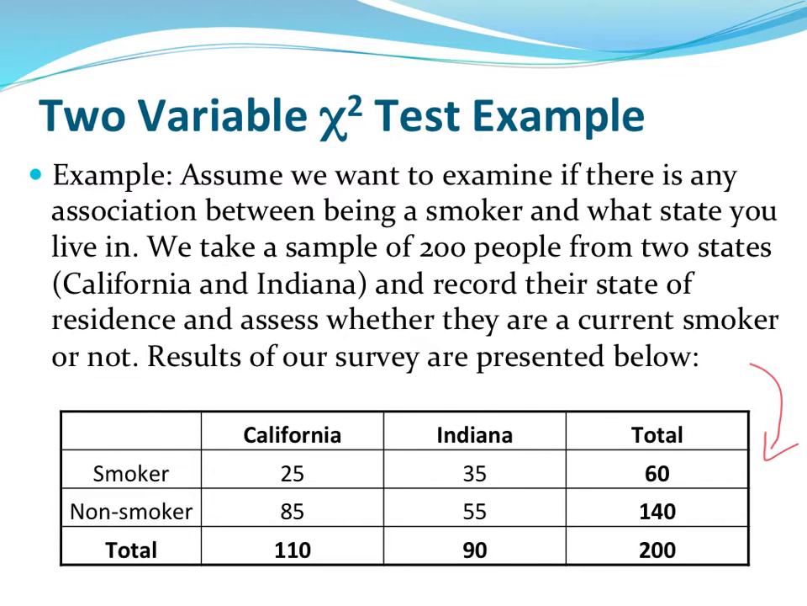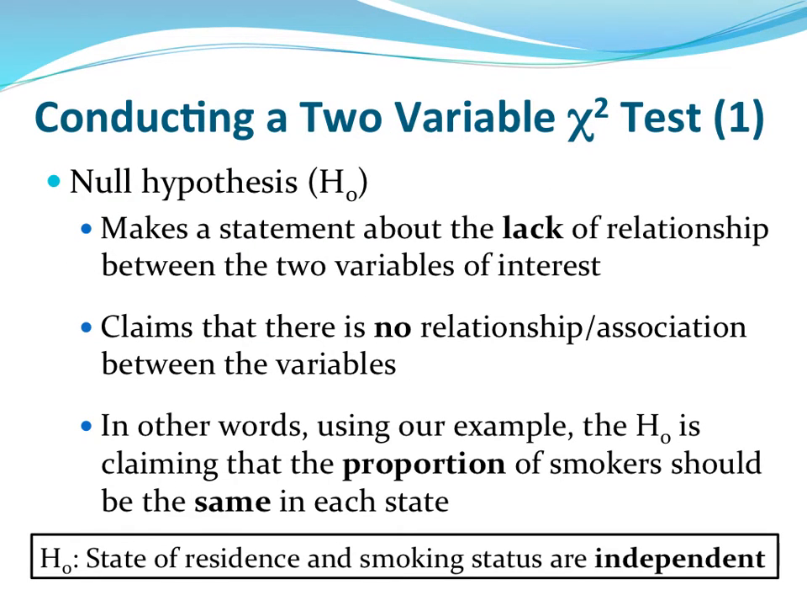The null hypothesis in a two-variable chi-square test makes a statement about the lack of relationship between the two variables of interest. It claims that there is no relationship or association between the variables. In other words, using our example, the null is claiming the proportion of smokers should be the same in each state. The null hypothesis is stated as the two variables are independent. So in our case, our null is that state of residence and smoking status are independent.